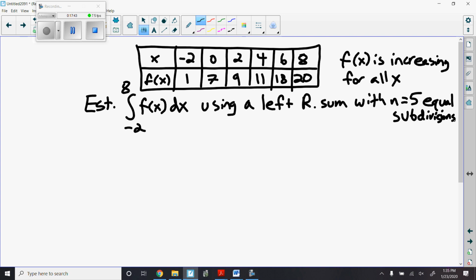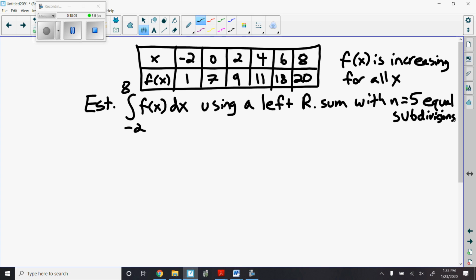Okay, so here's what it says. Estimate the integral from -2 to 8 of f of x dx using a left Riemann sum with n equals 5 equal subdivisions. Okay, so I could graph this thing out if I wanted to, and then do that left Riemann sum through the graph, but I can do it much quicker if I do it through the table. So here's what I'm doing.